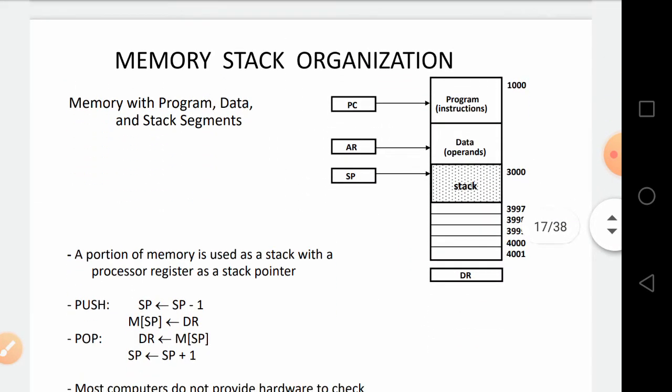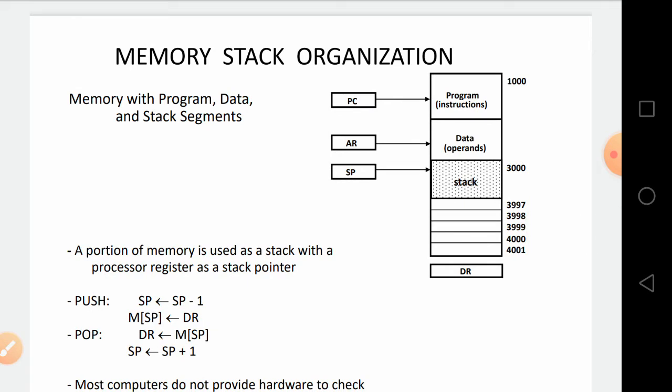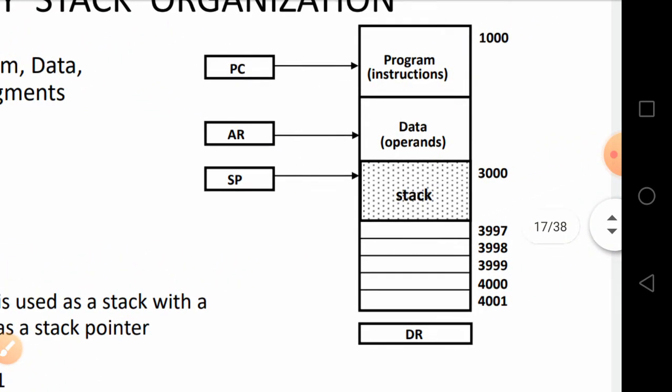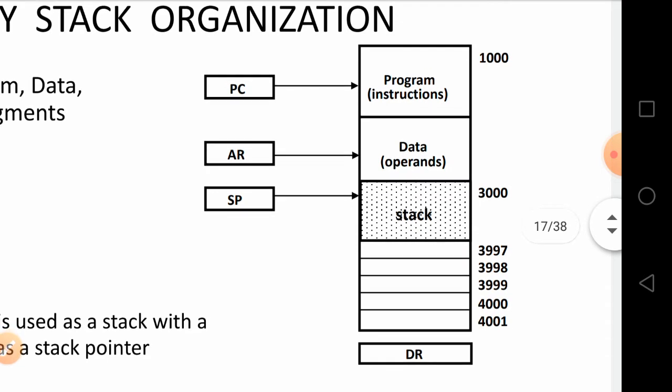So it is called a general memory stack organization. In the general memory stack organization, we are taking three types of memories here. The memory can be divided into three parts: one is called program memory, the next is data memory, and the next is stack memory. Program memory is nothing but the codes of the program will be stored in the program memory. The data will be stored in the data memory.